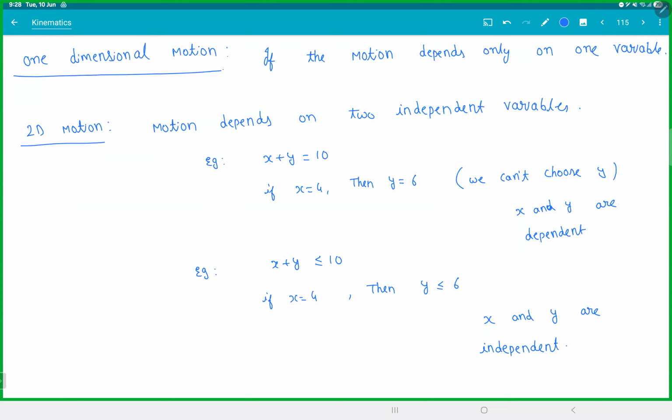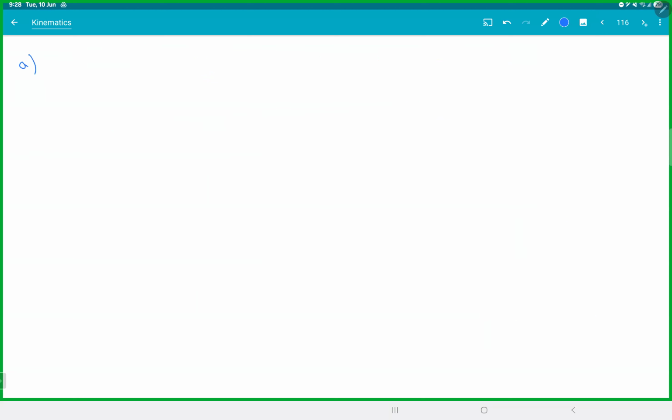This page is clear, right? Dependent, independent variables. Let's focus on what is being done. I know. We'll see. So let me take some examples. You tell me what are these motions, okay?